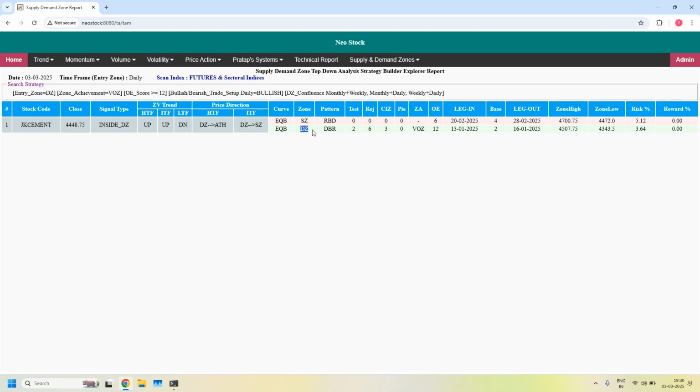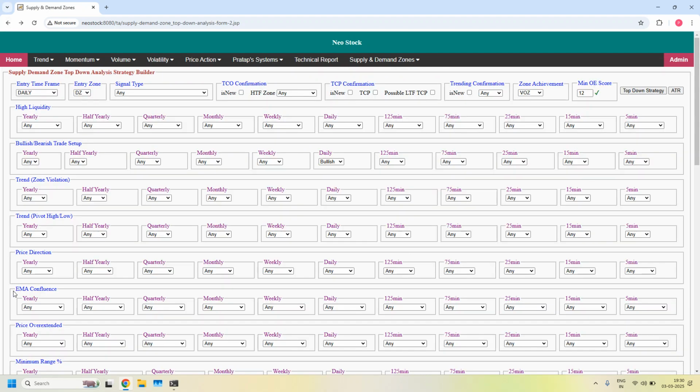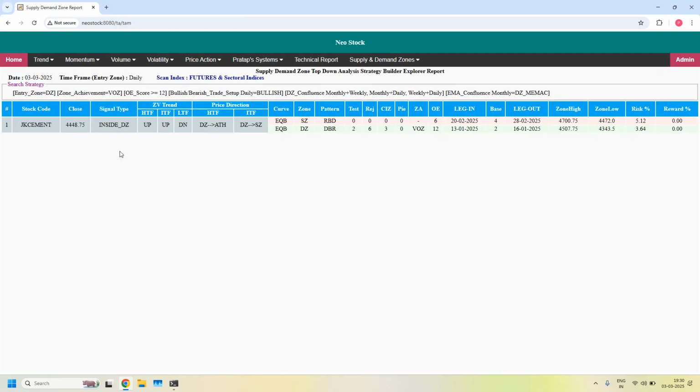So daily demand zone is overlapped with weekly. Both are together overlapped with monthly. Already we identified this as a high probability. Now let us check whether this is also having monthly EMA confluence. EMA confluence monthly. I am checking monthly demand zone with monthly EMA confluence. So it is filtered even for monthly. So that's why this is the most high probability trade setup compared to the other four bullish trade setup stocks. Okay, this is a bullish trade setup monthly income trade.